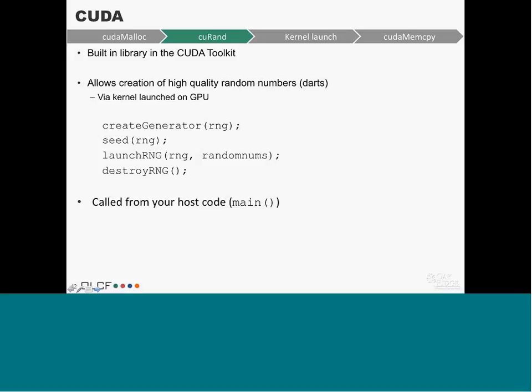It's very similar. You just create the random number generator. You want to feed it with a fairly random seed value, time, etc. And then we finally want to launch it. We launch it once for X and once for Y to fill those arrays. And then we can go ahead and destroy our generator, and all this code is called from your host code main function. This is not from your GPU code.